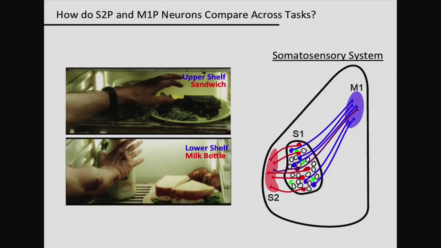So, for instance, if you execute a set of behaviors, if you were looking at a refrigerator and you wanted to get a bottle of milk, you need to know whether the bottle of milk is on the upper shelf or the lower shelf, and you need to discriminate the bottle of milk from the sandwich. And you can either do this visually, or with your hands and arms and fingers, you could do this tactilely.